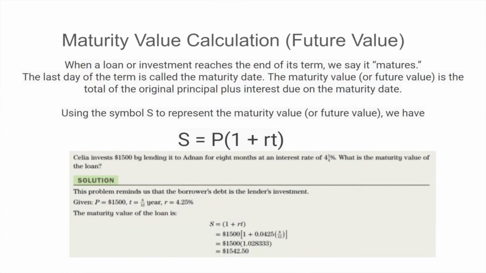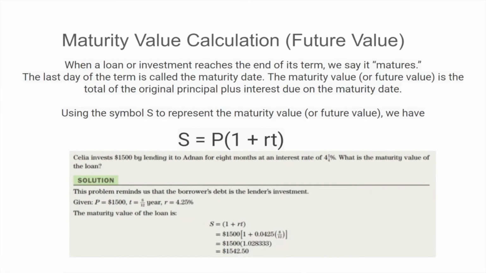We throw that information into the formula, S equals P times 1 plus RT. So S equals $1,500 times 1 plus the rate times the time, which is 0.0425, 4.25% in decimal, times 8/12. This comes to $1,542.50. In other words, if you took $1,500 and sat it in the bank earning 4.25% for 8 months, at the end of the 8 months, that's how much it would be worth. That's what we call the future value and the future value calculation.